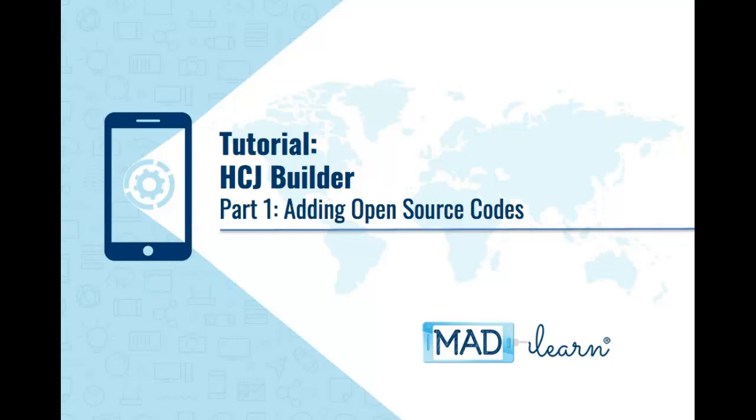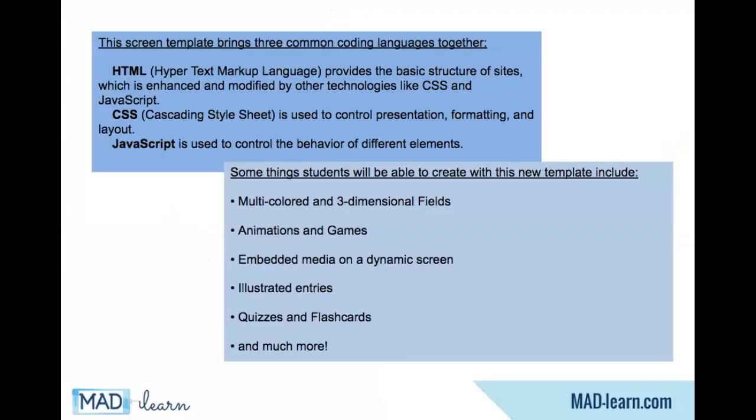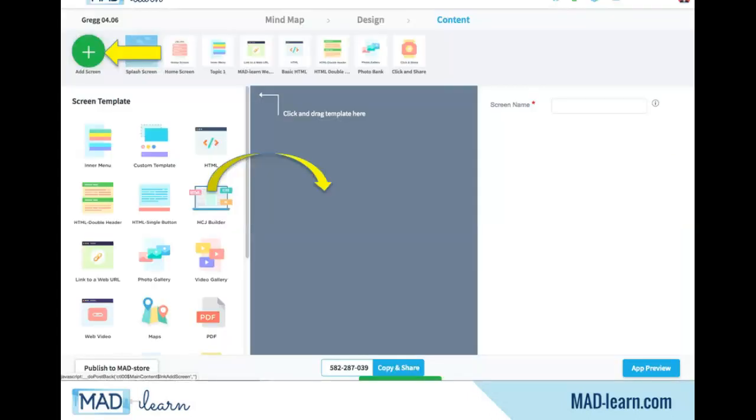Welcome to the Hcj Builder, a template developed by MadLearn to introduce students to coding. The Hcj Builder uses three common coding languages to create more exciting screens: HTML, CSS, and JavaScript. To begin, find and add the Hcj Builder template.